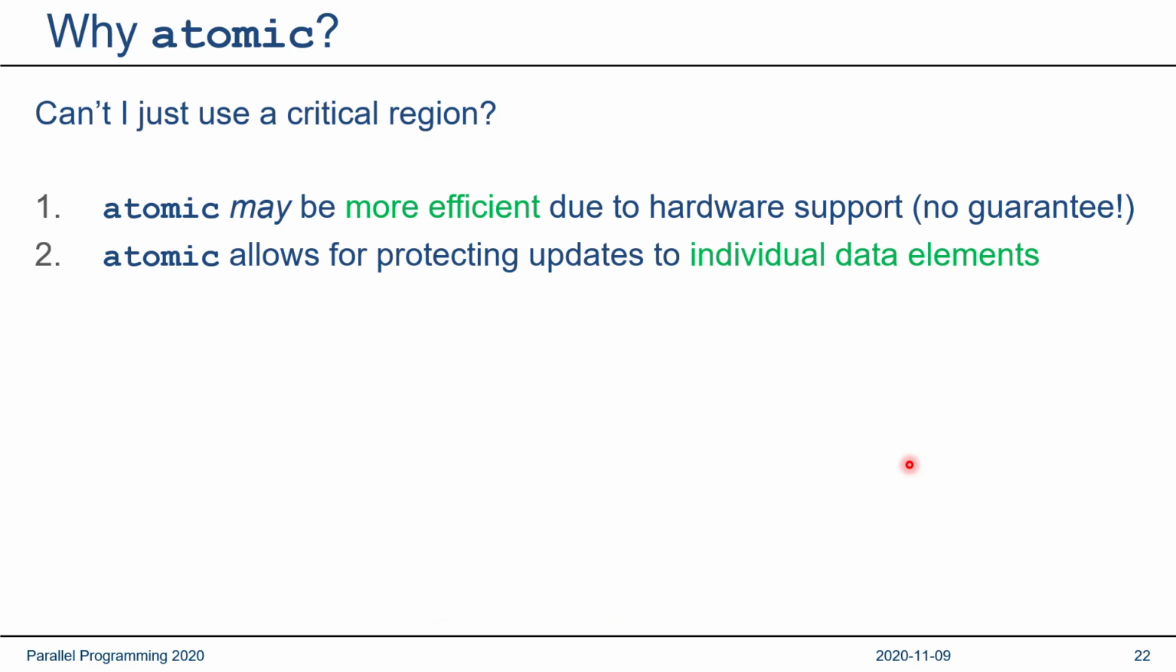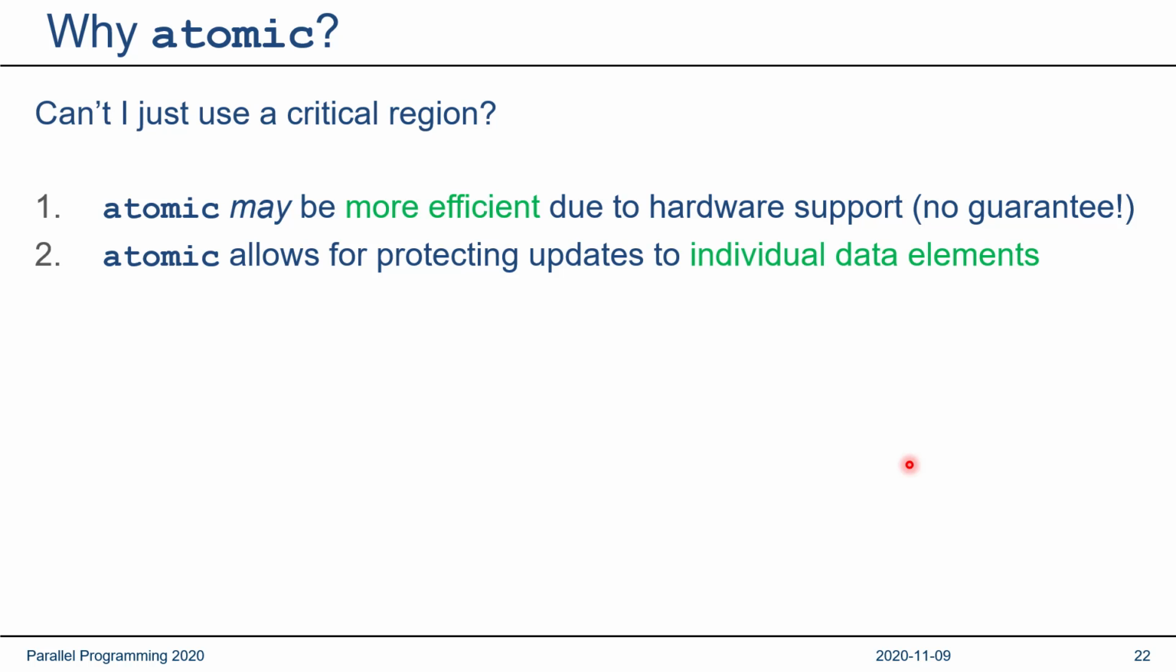So again, why atomic? Why do we need this? Why can't I just use a critical region for that? Now, first of all, some processors have hardware facilities for atomic operations: reading, writing, updating. So atomic may be more efficient because of hardware support. There's no guarantee for that, of course. Under the hood, atomic could still be implemented as a critical region with the same facilities.